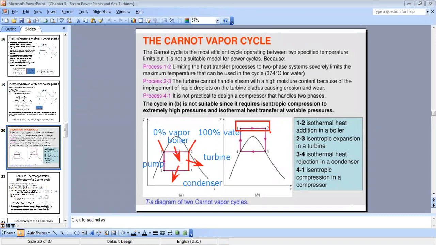Now, for the process between 2 and 3, the turbine cannot handle steam with a high moisture content because of the impingement of liquid droplets on the turbine blades, which will cause erosion and wear. This is why, as we said, we don't want to have this zone inside the curve. And for process 4 to 1, it's not practical to design a compressor that handles two phases. So in general, if I use a compressor, it is advised to compress the liquid phase, not the gaseous phase.